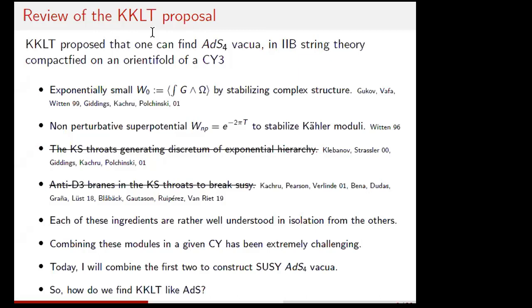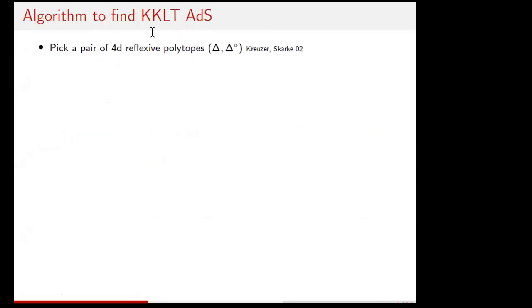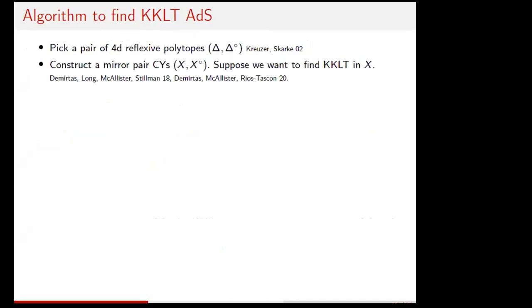So how do we actually do that? The method to construct the KKLT AdS4 vacuum is completely systematic and algorithmic. So I want to tell you what the algorithm is. What we do first is to pick a pair of 4D reflexive polytopes from the Kreuzer-Skarke database. Then you construct a mirror pair of Calabi-Yau manifolds by triangulating those polytopes. Let's say we want to find the KKLT vacuum in Calabi-Yau X.